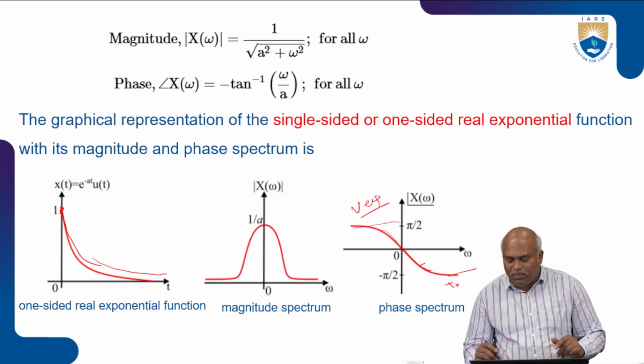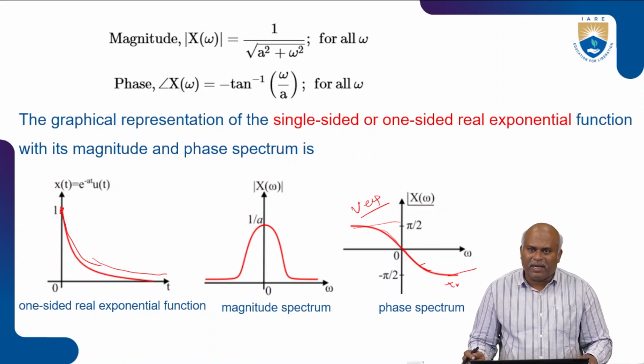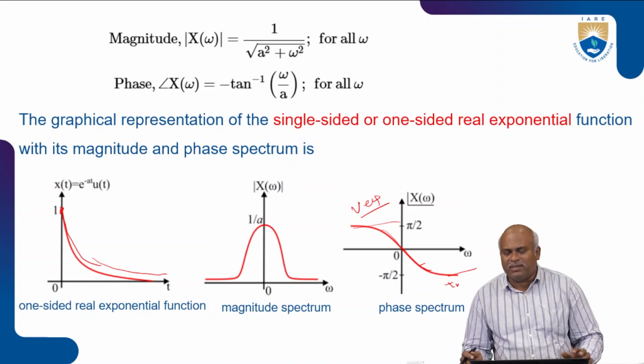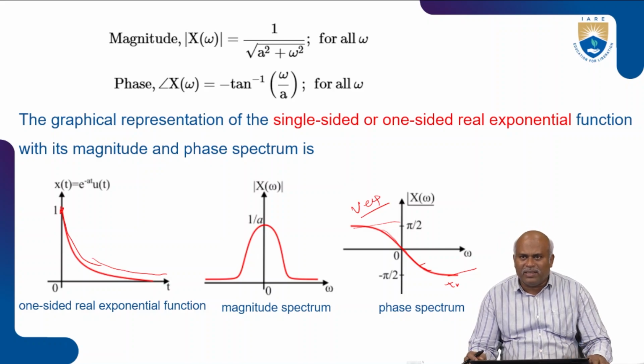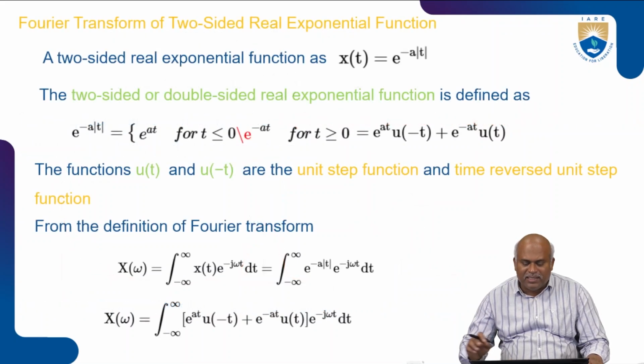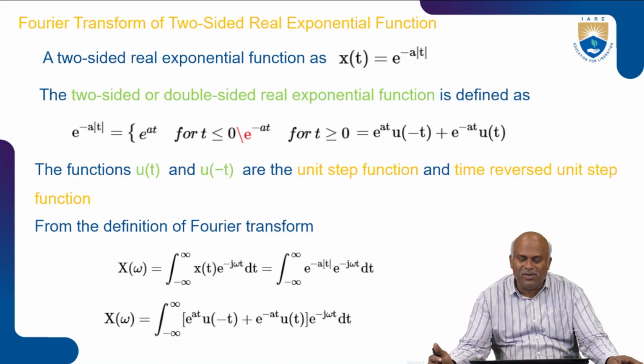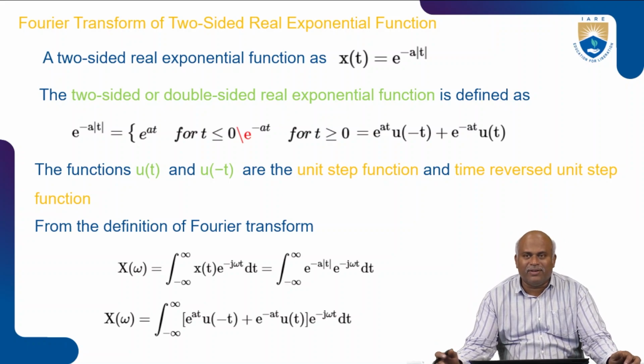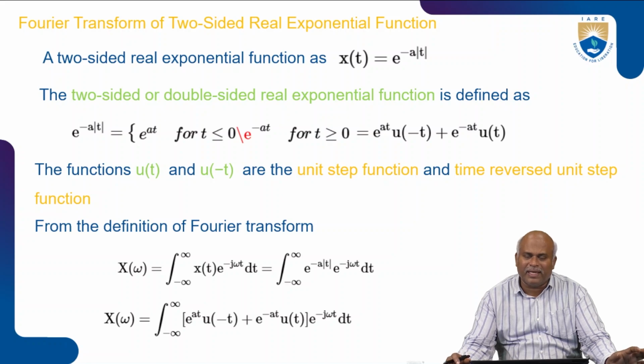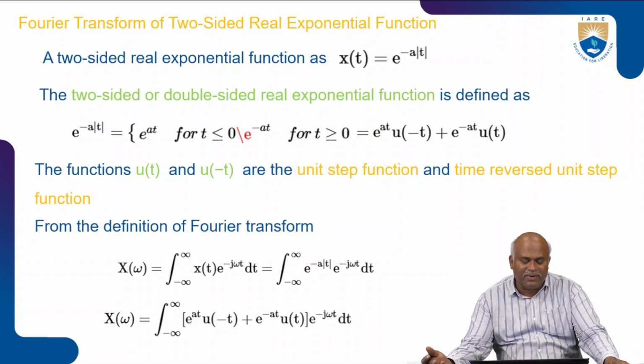Okay. So now for both conditions we got the magnitude response as well as the phase response for the one-side real exponential signal. Next, we go for the Fourier transform of the two-side real exponential signal. What's the meaning of two-side? It's going to be possible for the right side as well as the left side of your plane.